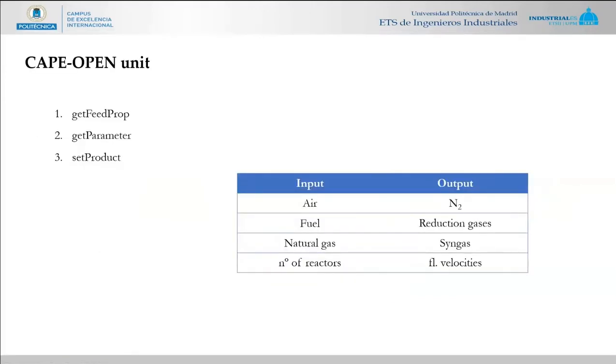But what I want to highlight in this presentation is that the connectivity with CAPE-OPEN between the Scilab models and Unisim has been extremely easy and extremely simple. I've just required these 3 commands, right? And just inlet ports, the air, fuel, and natural gas streams, and the outputs, and these are the time averaged outputs of each reactor step for the whole cluster.